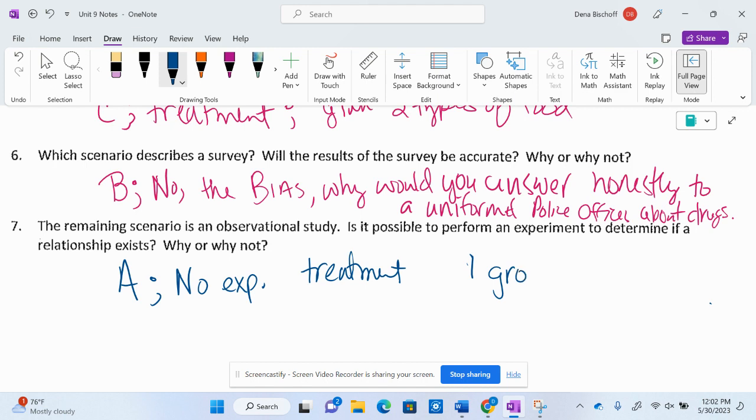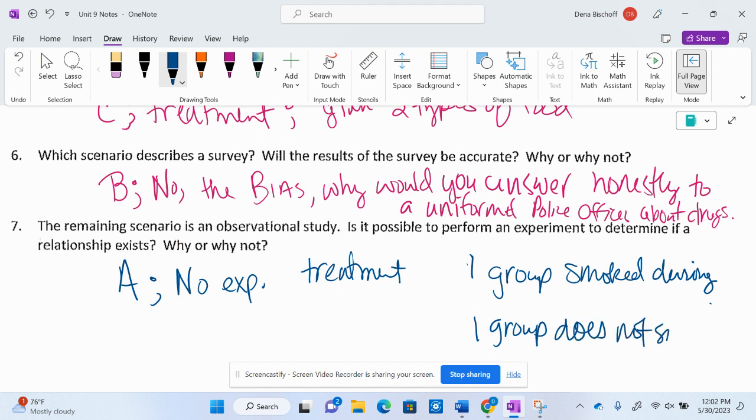One group that smoked during pregnancy. And if we're doing an experiment, we're going to put them all in a group and say, hey, you need to smoke a pack of cigarettes a day, and then we're going to check the birth weight of your child, right? And then one group does not smoke. That's unethical, right? We don't want to actually harm someone's unborn child by forcing them to smoke, especially if they're not a smoker.